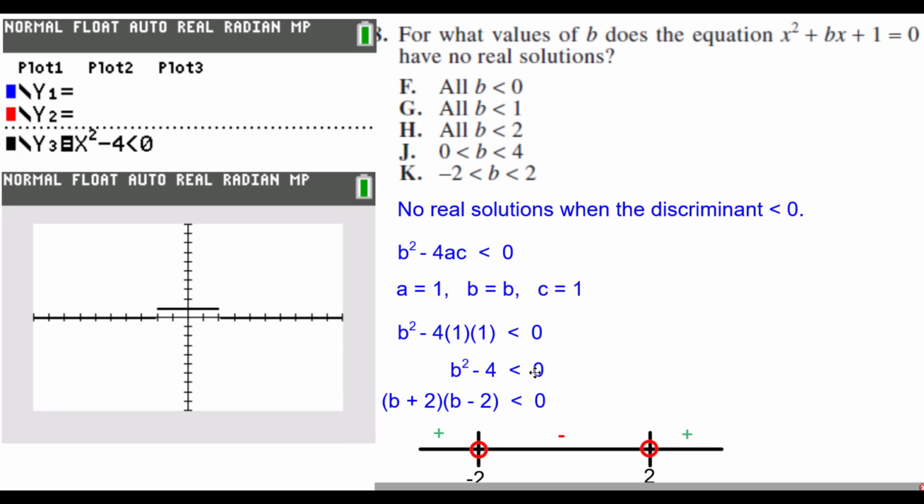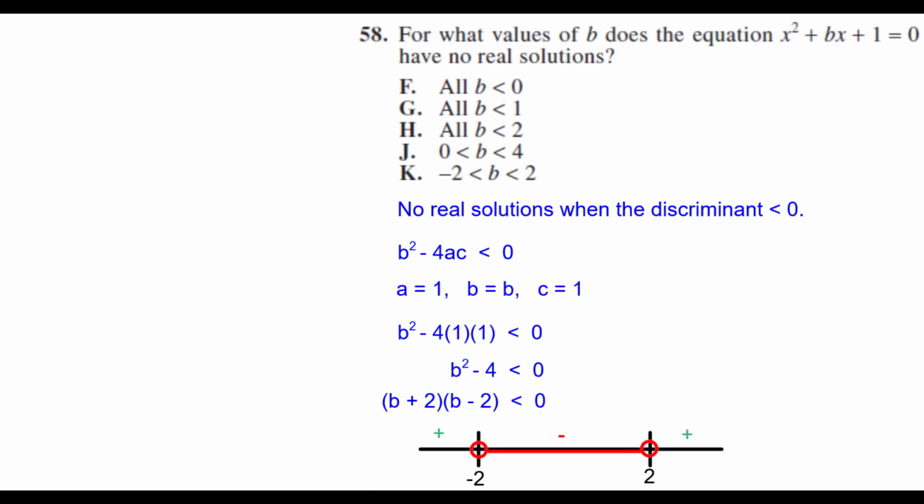And then you have to know it's not inclusive by the strict less than sign. So here's a way of seeing that graphically. So the solution is letter K, the real numbers between negative 2 and positive 2, not inclusive.